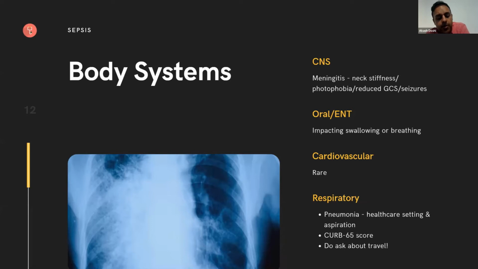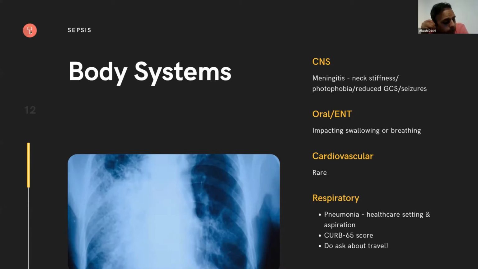is it somebody who's from a nursing home or from a care home or somebody who's been recently in hospital? So could this be a hospital-acquired pneumonia? The reason that's an issue is because those bugs tend to be far more resistant than the ones that you get from the community.